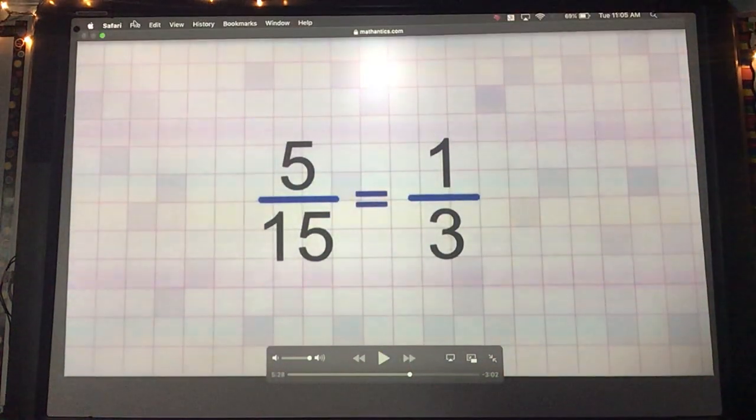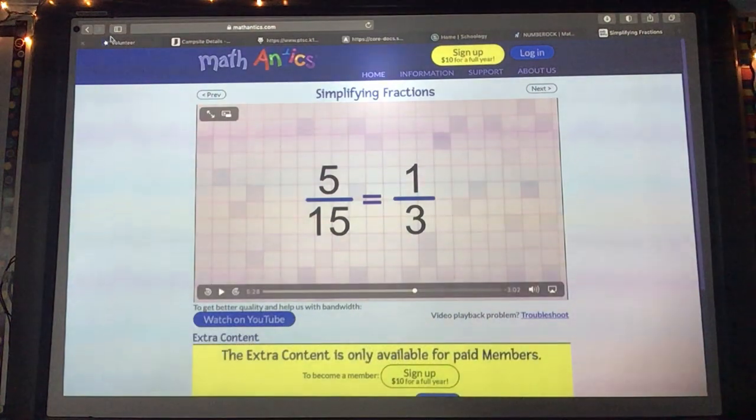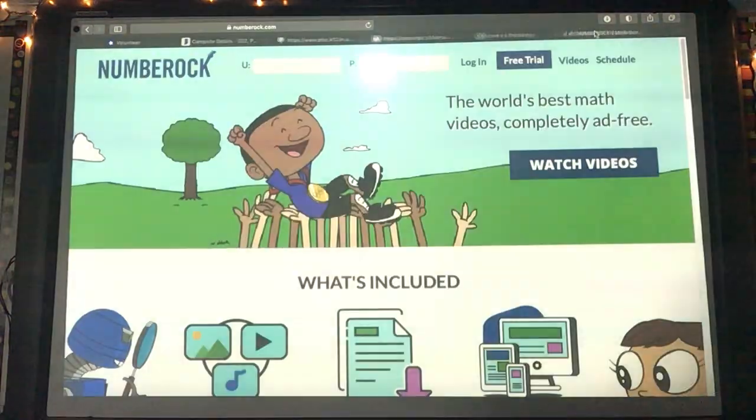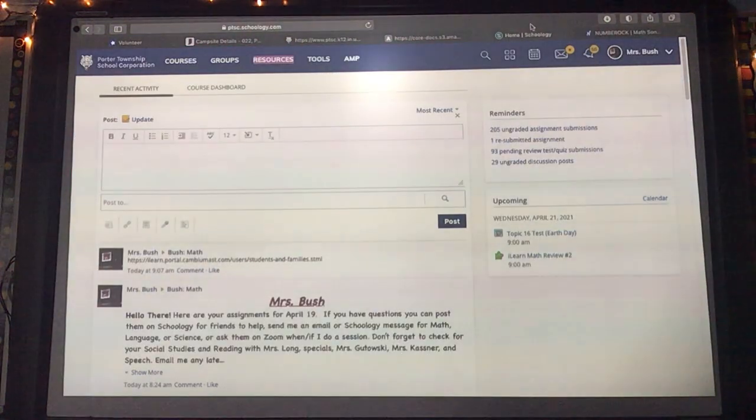Okay, ladies and gentlemen, we're going to stop there. We are going to go ahead and do some practice, and then hopefully we'll get to our songs.